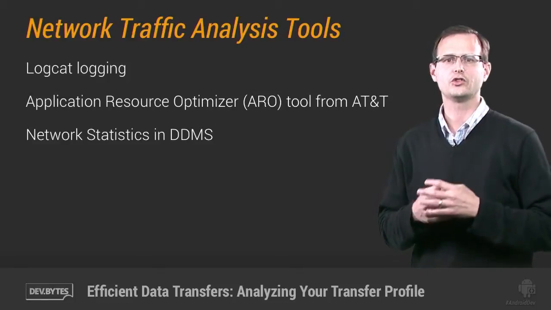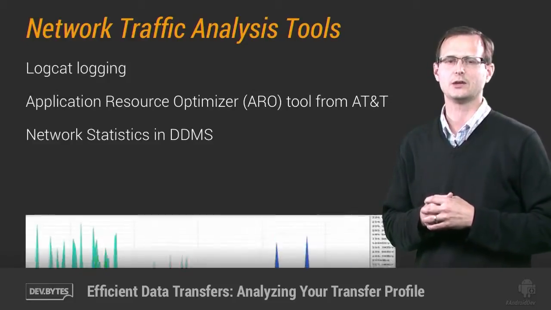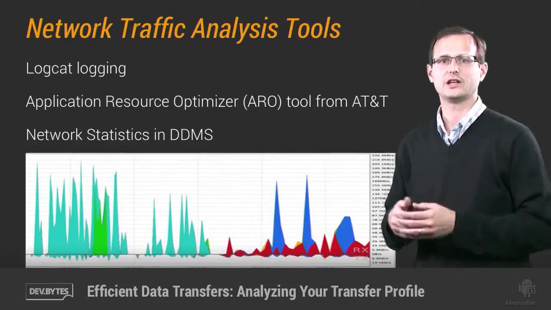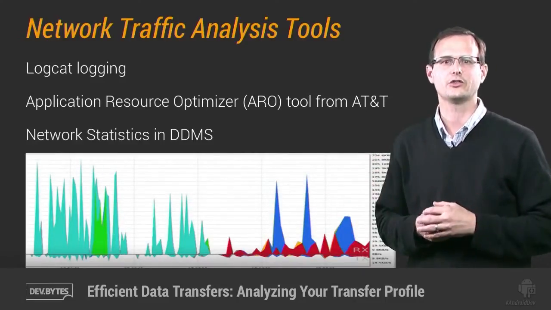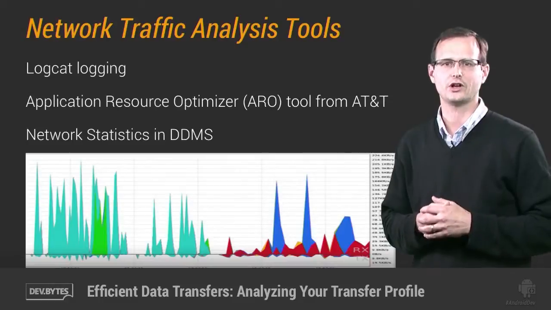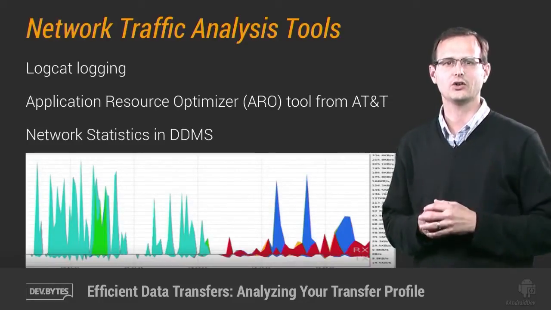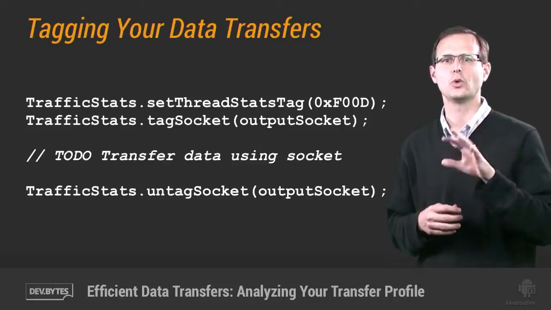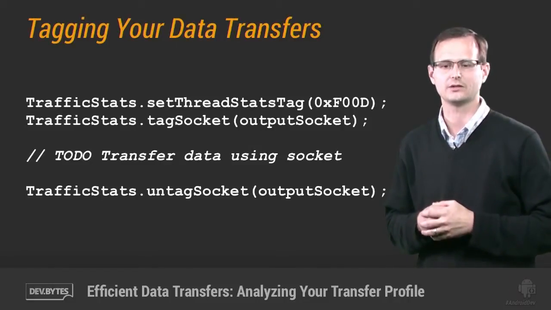Another great alternative is to use the Network Statistics tab in the DDMS view, which is part of the Android developer tools. As you can see in this screenshot, it displays the amount of data being transferred and the direction of the data flow. Additionally, you can tag your output sockets to color code your data transfers, making it easier for you to see where each transfer is originating.